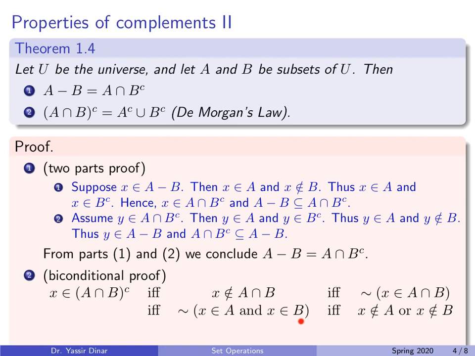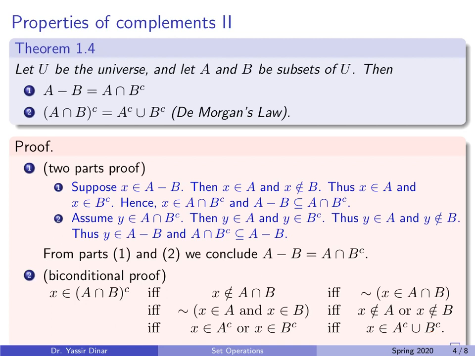And now I use de Morgan's law for logic, and this statement holds if and only if x is not an element in A or, and we change to or, x is not an element in B, if and only if x is an element in A complement, or x is an element in B complement by definition of the complement, if and only if x is an element in A complement union B complement. Here we use the definition of the union.